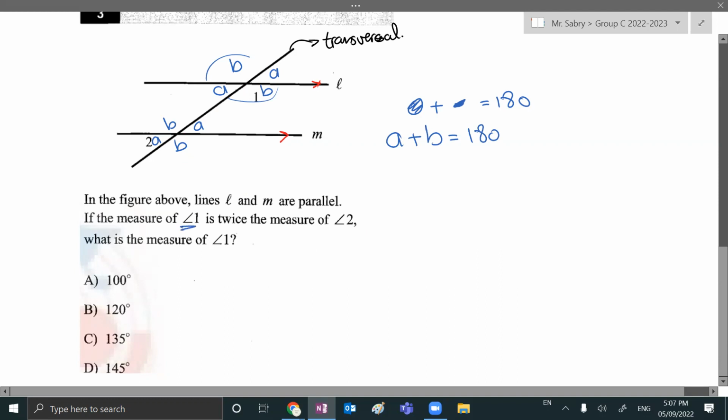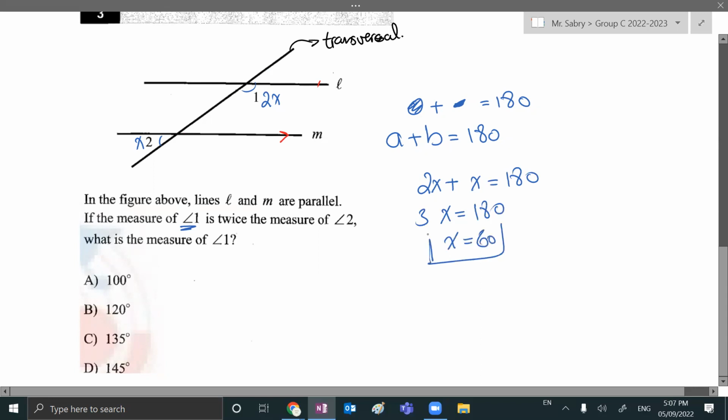They told you that the measure of angle 1, which is this one, is twice the measure of angle 2. That means that if angle 2 is x, this one would be 2x. And I know that 1 is obtuse and 2 is acute, so both together added to each other are supposed to be equal to 180. That gives me x equals 60. So I know the value of the smaller angle. If they want the measure of 1, then I have to multiply that by 2. So it's 60 times 2, which is 120. So the answer here is B.